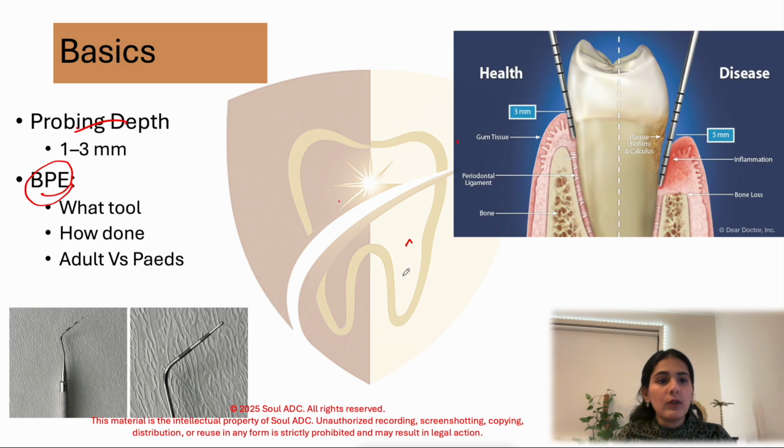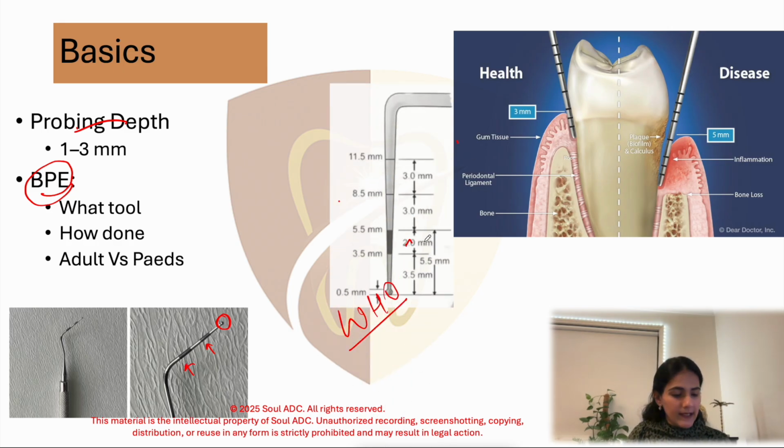So, I want to ask you guys, what tool do we use for this? Especially someone who has mentioned 7 for perio. Very good. CPITN probe. Your CPITN probe is also called your WHO probe, which has a ball at the end and then it has 2 markings on it. That's the probe that we use. So, that's how the marking on your BPE, your WHO probe looks like.